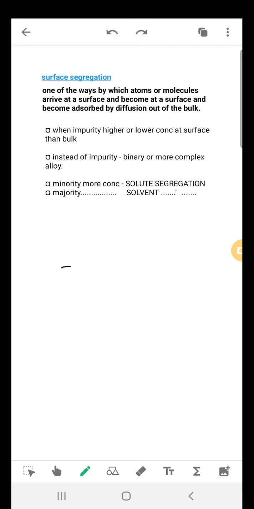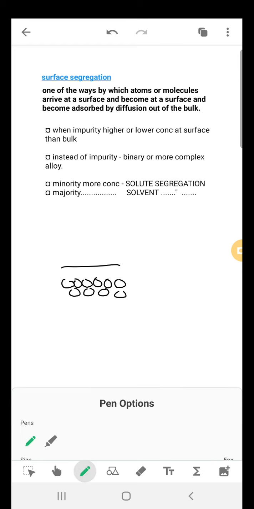So this is the surface, and there are bulk atoms here. The concentration of impurity at the surface is much higher, for example, than in the bulk. So this will cause the bulk atoms to migrate to the surface to maintain a similar concentration. This is one of the ways by which surface segregation can take place.